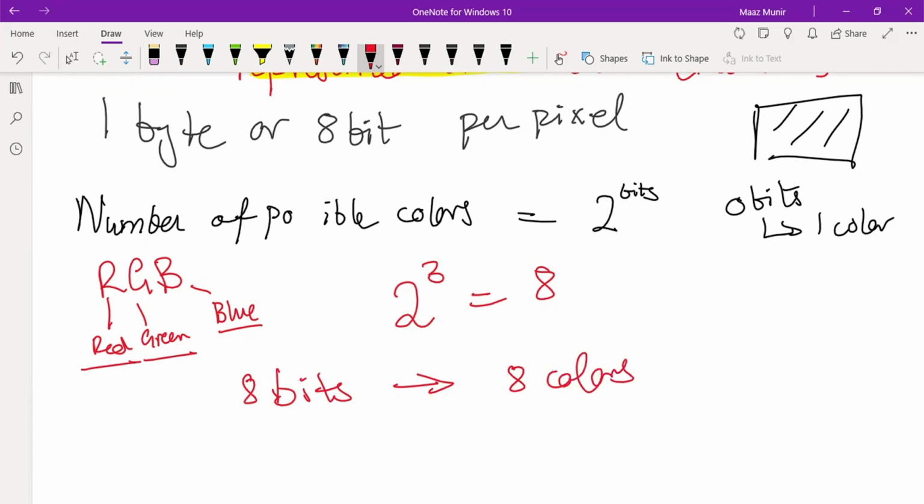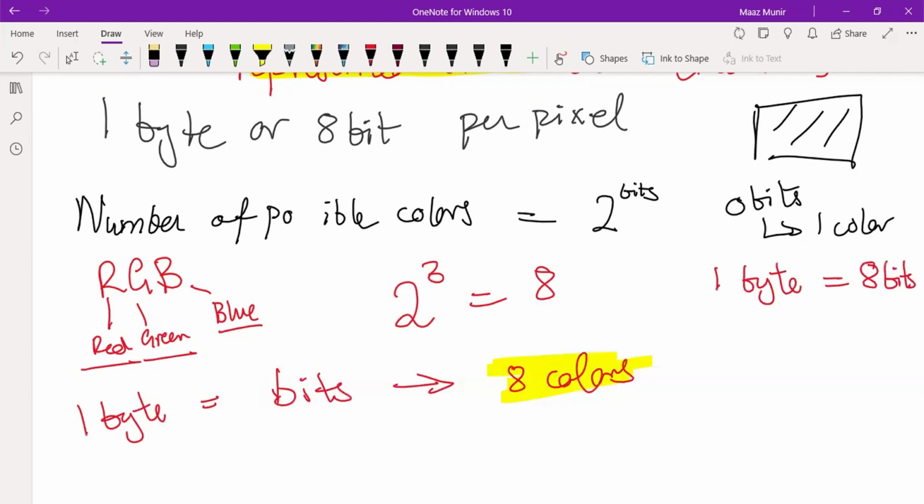That could be red, green, blue, indigo, purple, black, white, whatever. But the maximum we could represent is only 8 colors. We can't go beyond that. So if a question says that we have an image which is occupying a certain space, how many colors could it store?